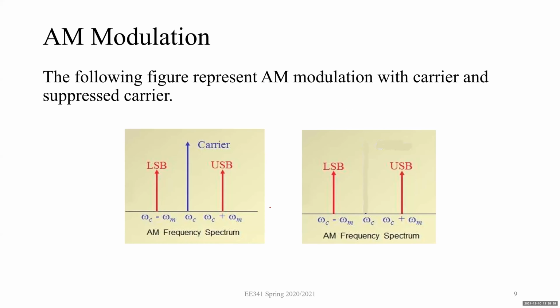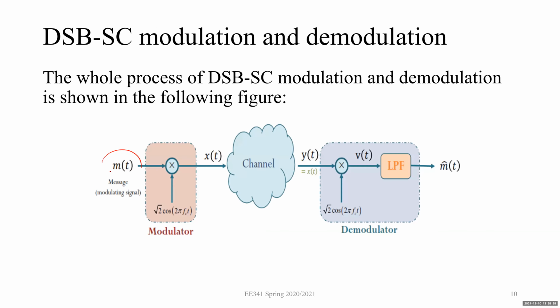Then here you can see that the carrier is here, but in double sideband suppressed carrier, this carrier will be removed. So you have your message signal, you multiply it with the carrier, you have x of t. You pass it through the channel. If the channel is distortion free, an ideal channel, then you will get y of t, which will be equal to x of t. Then at the receiving end, you will again multiply it with the carrier, and then pass it through the low pass filter to get your estimated message signal. So this is the modulation technique.